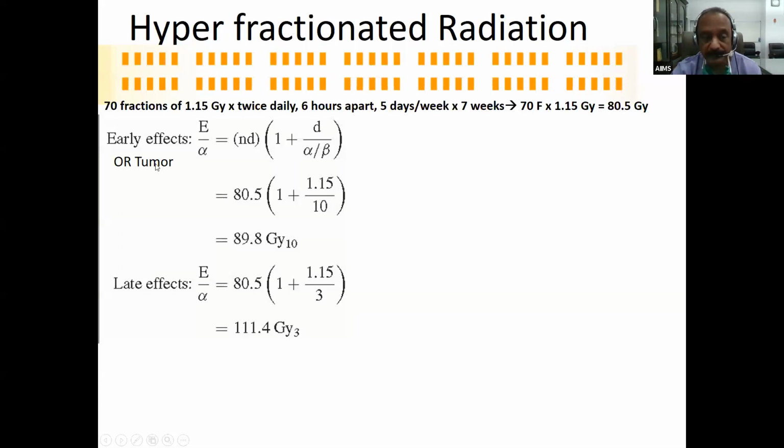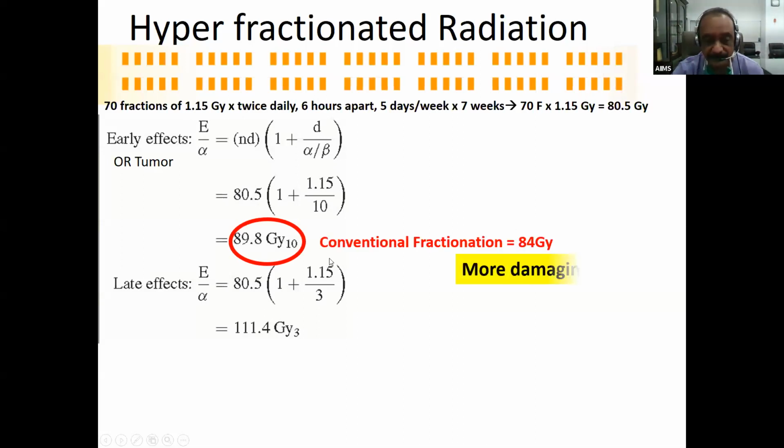So we can calculate the BED for tumor and late effect. Now this is very simple. All of you can calculate at home. You only have to put in these values. So total dose is 80.5, 1 plus dose per fraction 1.15 divided by 10. So it comes out to be 89.8 gray. If you remember what was the biological effective dose with conventional fractionation, it was 84 gray, which means that this hyperfractionation radiotherapy will be more damaging to the tumor.